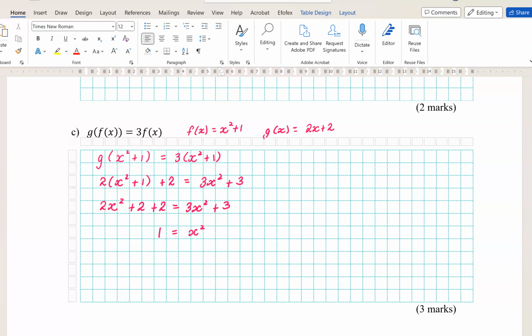And to get rid of the squared, we're going to square root, therefore x can be plus or minus 1. Nice question. So we'll stop it there for that first part, and I'll do a second video for the second part.